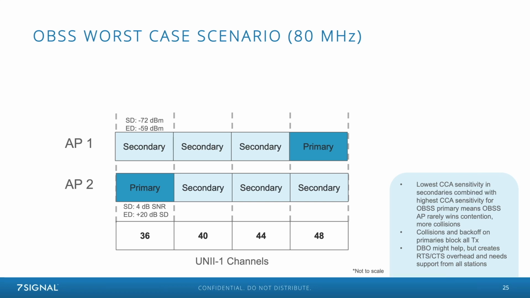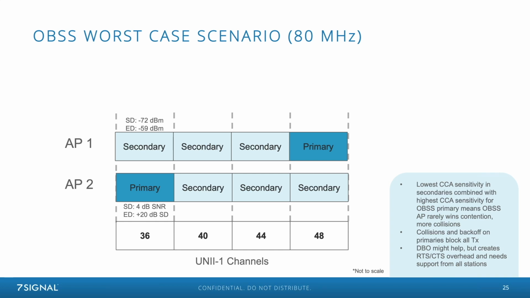Furthermore, whether we're using dynamic bandwidth operation or not, the primary 20 megahertz channel always has to be idle for us to transmit. So if it's blocked, if it's deemed busy in CCA, nothing can happen.